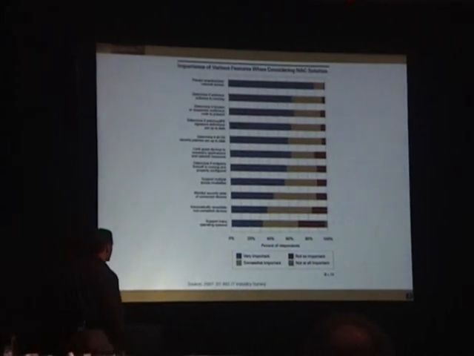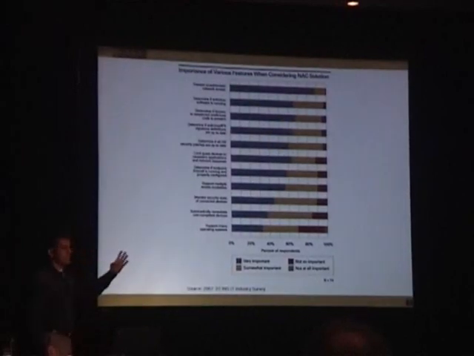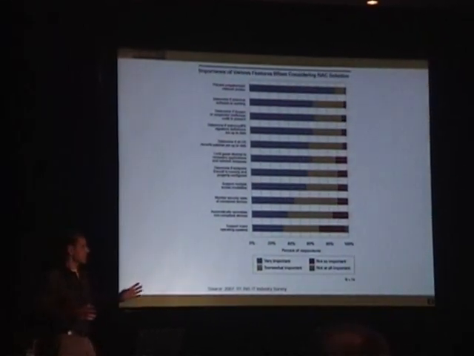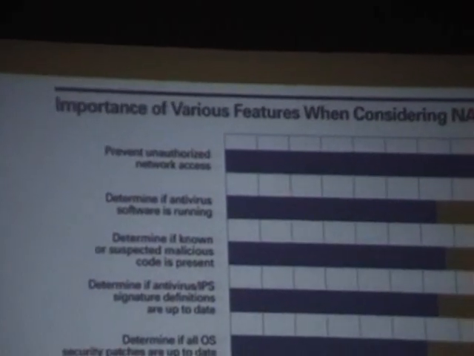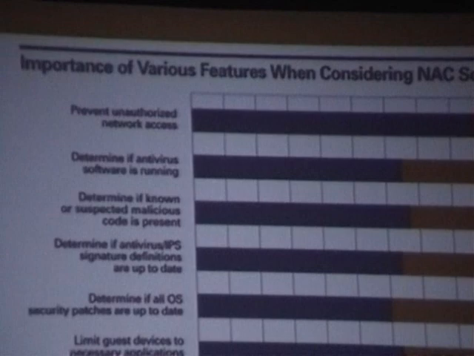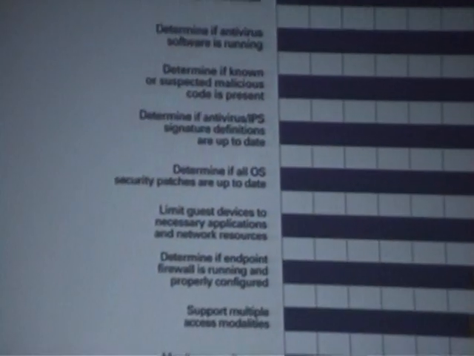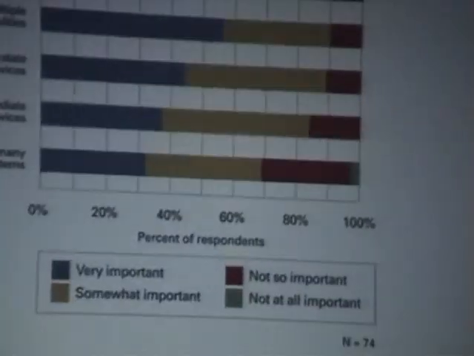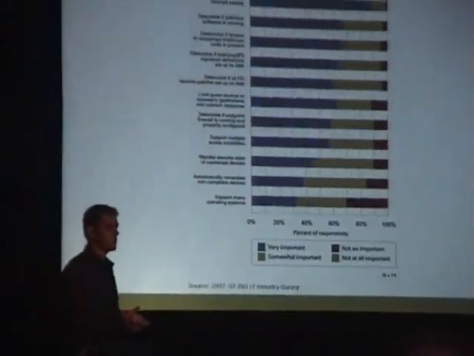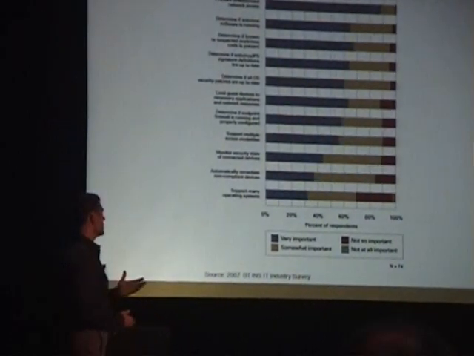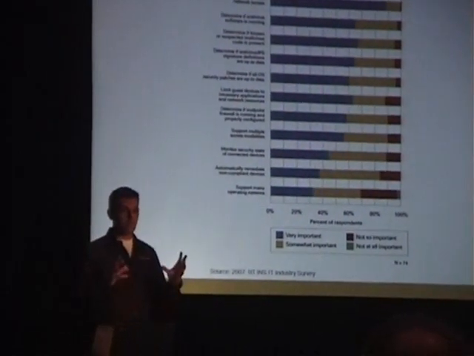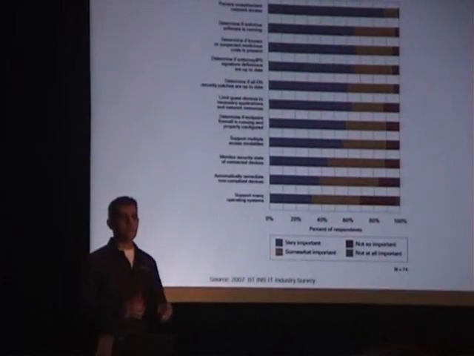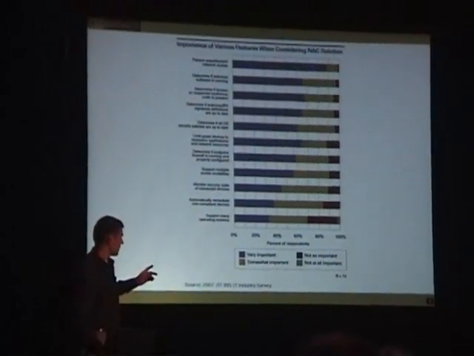This research here is from a group that performed a survey on what customers are looking at in NAC features. You're looking at authentication as the number one requirement. Obviously, you'd like to make sure that everybody who logs on to the network is authenticated. I'm not sure there was a single person that said it's not so important. Determining if antivirus is running comes second. Determining if known or suspected malicious code is present is also very important, which means I'd like to get visibility to the threat history. And so on for other configuration of the anti-malware, with lots of emphasis on anti-malware. So the industry is really asking for that.